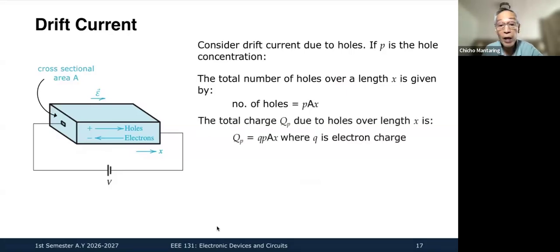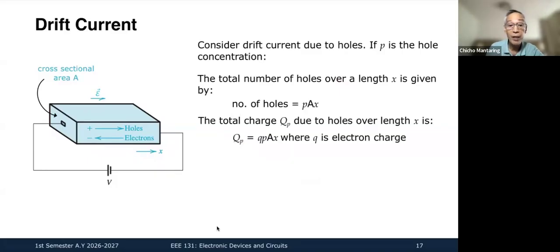Okay. Now, how do I get the total charge? If I know the total number of holes, I multiply that by the charge of an electron, and that will give me my total charge. So this is equal to the total charge due to holes. Remember that the charge of a hole is equal to the charge of an electron.